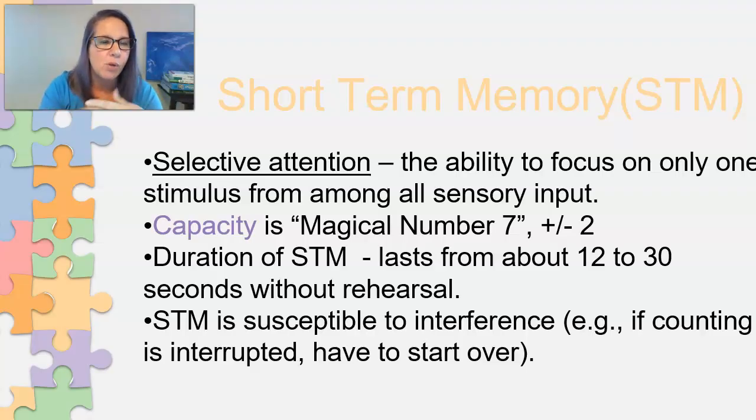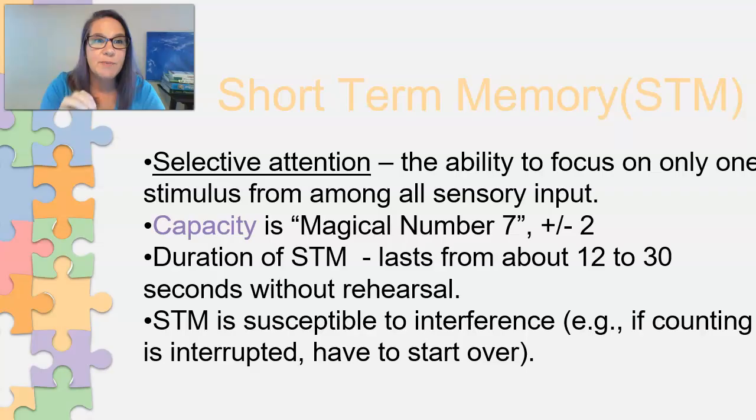So for example, when you meet someone new at a party and you really want to remember their name, you might be in your head just repeating their name over and over again. That's rehearsal. And that'll make sure that that memory goes from our short-term memory into our long-term memory. If you don't do that, it's likely to just kind of go away.